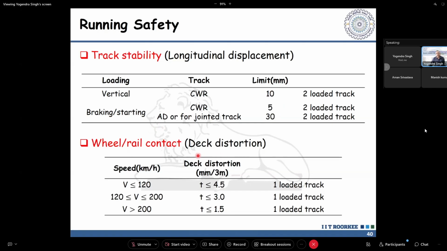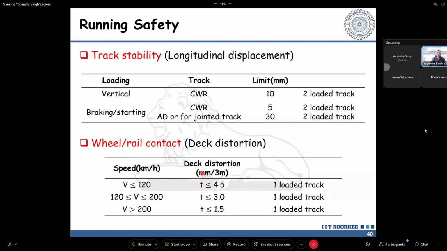Another important issue is the deck distortion. I told you that the torsional motion of the bridge is also important. The bridge is torsionally stable at the ends because we have bearings at both ends. But when the load is applied eccentrically, let us say it is a multi-track bridge and the train is moving only on one track, then in between it will get distorted. One side will deflect more as compared to the other. This type of deformation is called distortion. There is a limit on that distortion also.